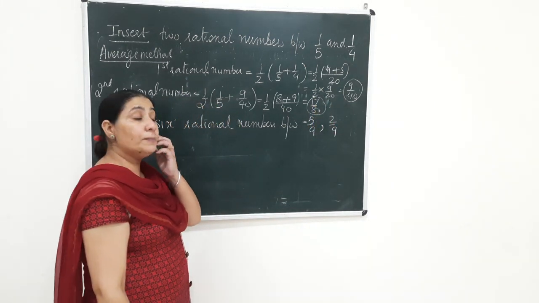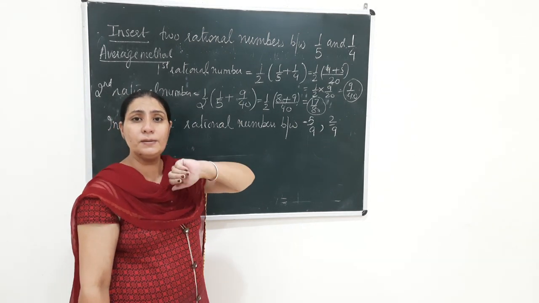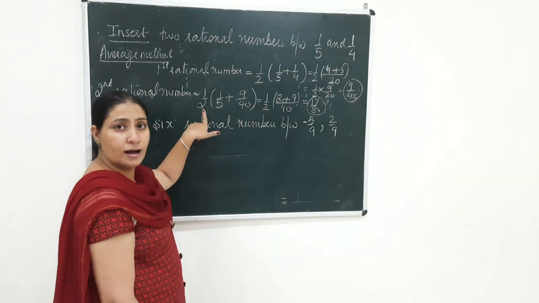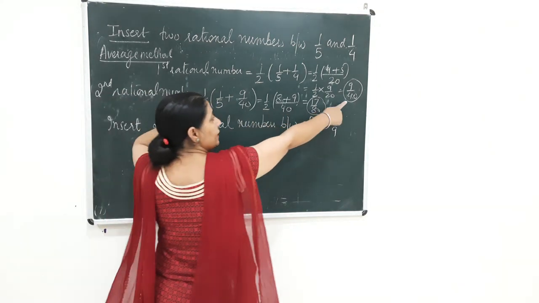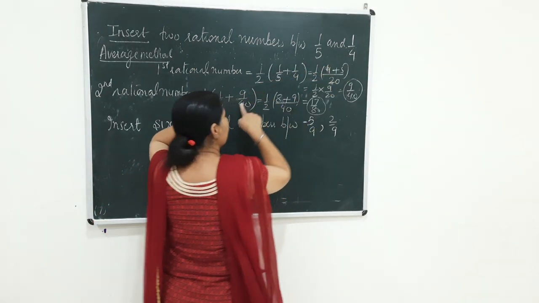Now beta, if instead of 2 you get 3 rational numbers, how can you find the third rational number? For the third rational number, beta, you have to do the same, half. What you will do, you will take the second number 9 by 40 here, and you will take the last number 1 by 4 here.